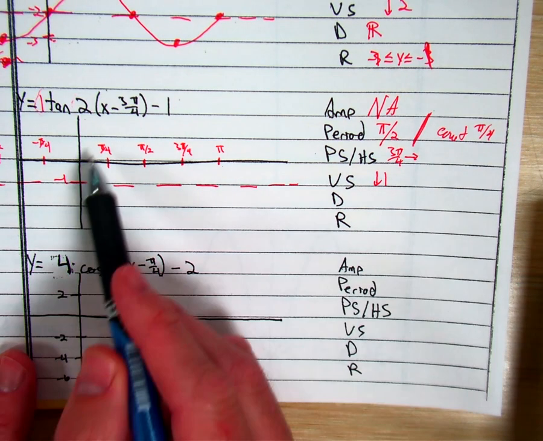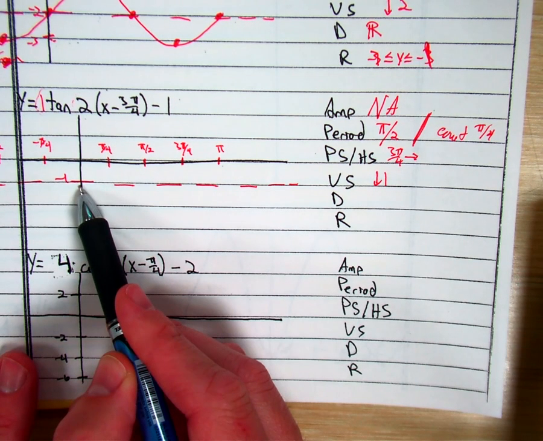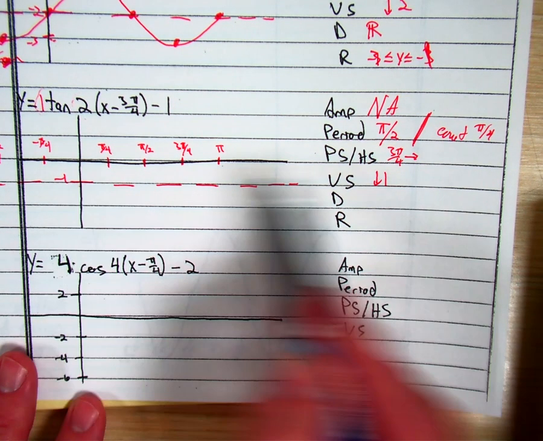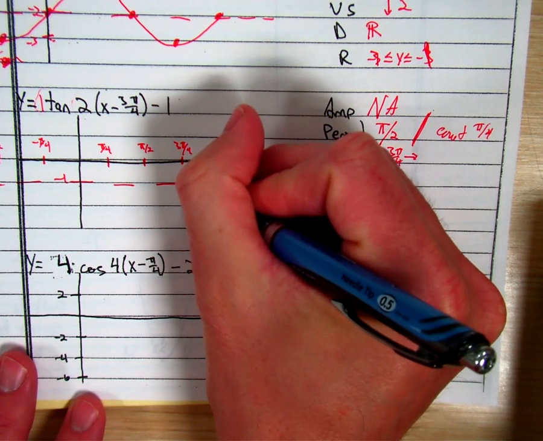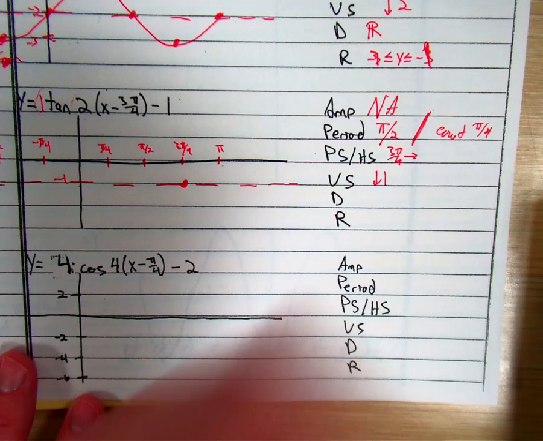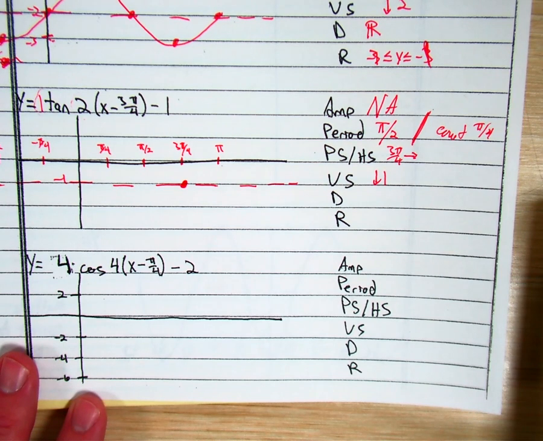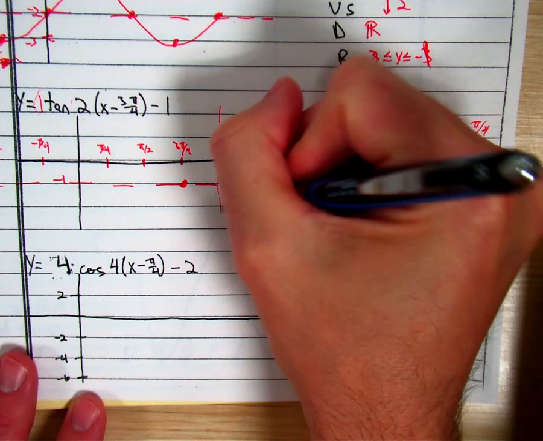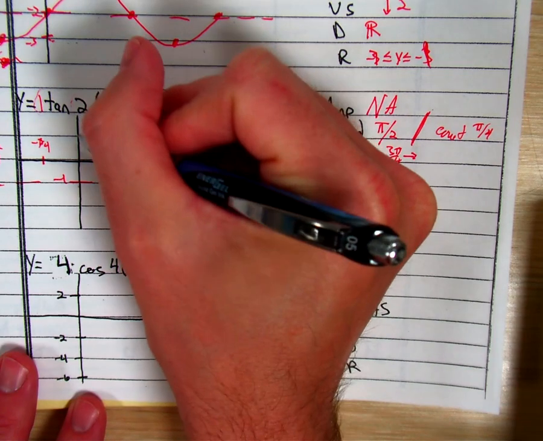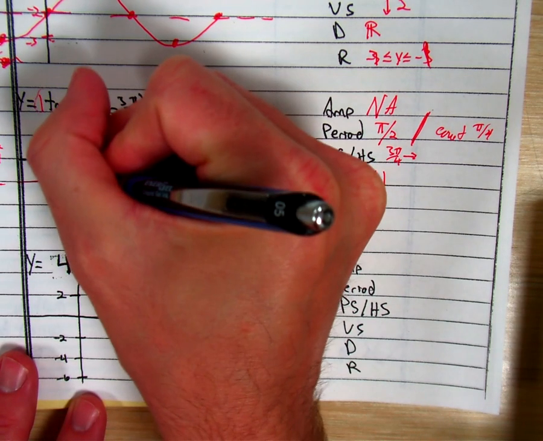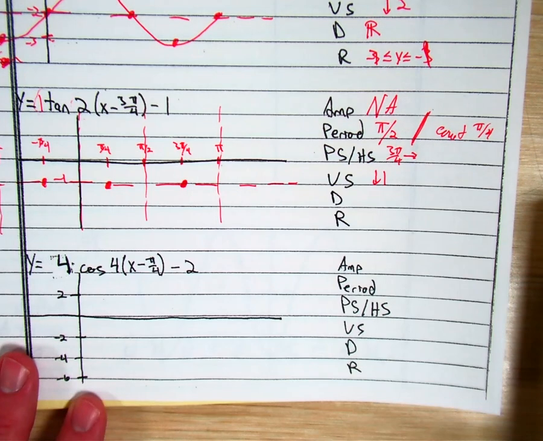Okay, so we're down 1. Normally tangent starts with a 0 dot on the middle. But we are 3 pi over 4 to the right, so this is going to be our first 0 dot. And then we'll have an asymptote. And we'll go backwards: asymptote, dot, asymptote, dot, asymptote.